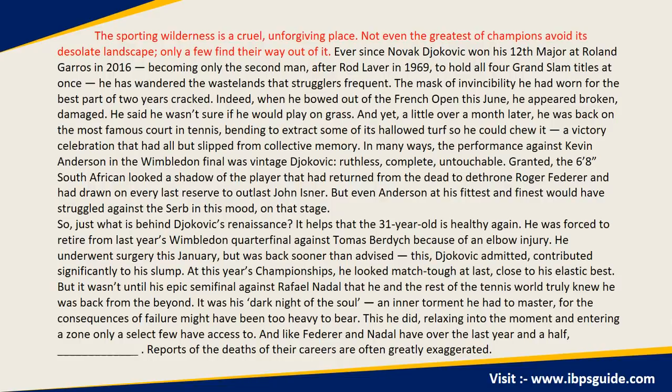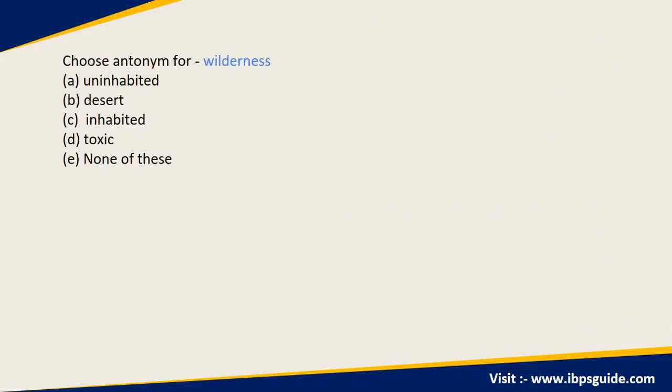So all of these words, as you can see, are negative words. And they're saying that it's a landscape, which means it's a region or an area, right? So now let's look at the question that has the word wilderness. The question is, choose antonym for wilderness. So from the context of this word, we understood that it's a negative word and it's talking about a region or a locality. So the options are uninhabited, desert, inhabited, and toxic.